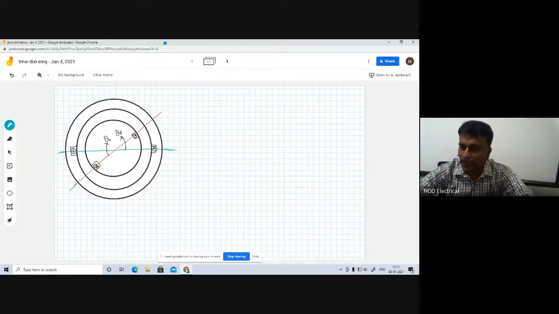As this is symmetric, we are assuming that this is HR1, the magnetic field intensity of the rotor. In this region I have written HR1. This region will be HR1, and this region will be HR2. This region will be HR3, and this region will be HR4.